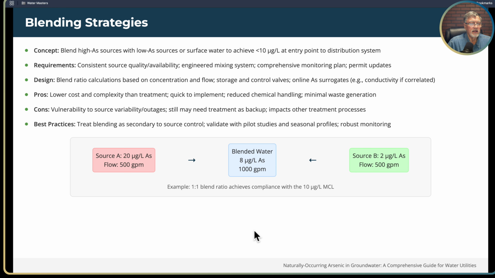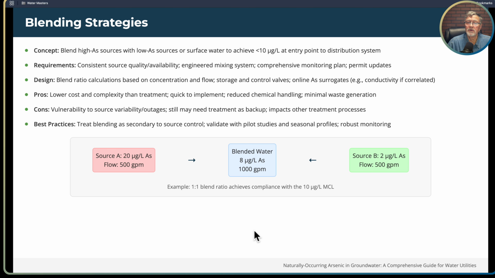So it's lower cost and complexity than treatment, quick to implement, reduced chemical handling, minimal waste generation, but it is vulnerable to source variability and outages. So you've done your careful calculations, and now your arsenic input changes for whatever reason. So you're going to need to monitor that. And usually the regulatory community, if you're doing blending as an option, is going to make you do sampling a lot more frequently. So that's something you're going to need, and you may need treatment as a backup anyway.